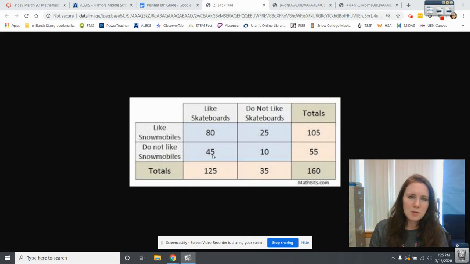Then we can look at these numbers. There are 45 people who like skateboards but do not like snowmobiles. 10 people who do not like skateboards and do not like snowmobiles. And 55 people total who do not like snowmobiles. Over at the bottom, there are a total of 125 people who like skateboards, and a total of 35 people who do not like skateboards. All together, there are 160 people who answered these questions. So this is one example of a two-way table.